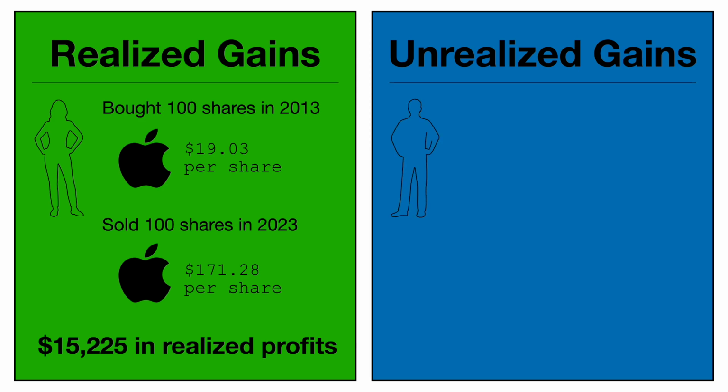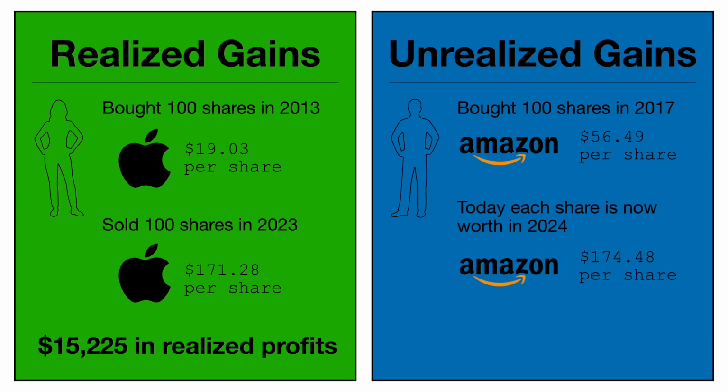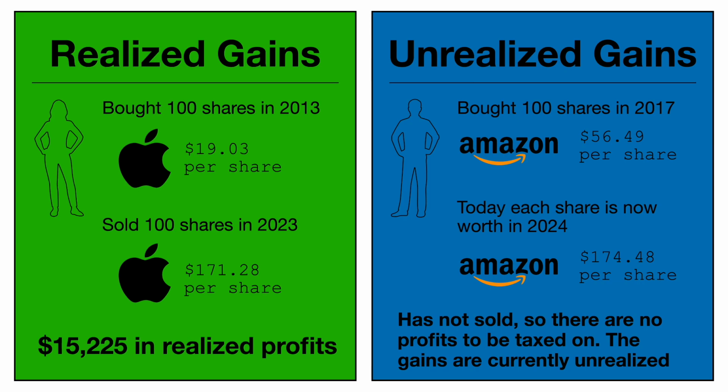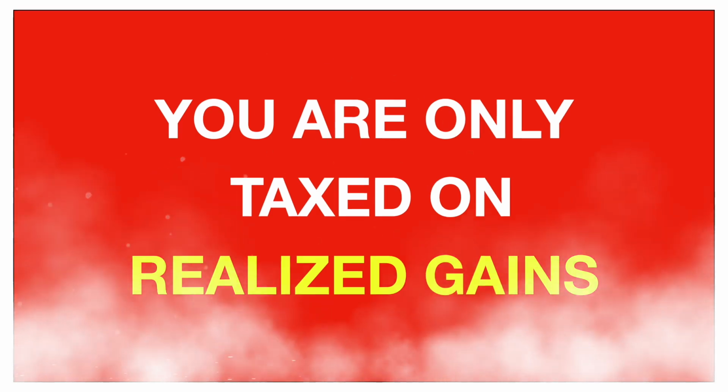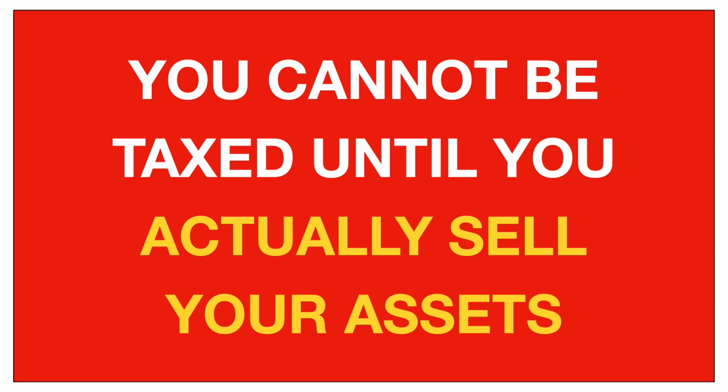Let's look at David over here. And let's say David bought 100 shares of Amazon in 2017 at $56.49 per share. Fast forward to today in 2024. Now each share is worth $174.48. However, he has not sold these shares. He's just holding on to them. So because of that, there is no profits to be taxed on. The gains are currently unrealized gains. And so make this note, most important note of the video: you are only taxed on realized gains. You cannot be taxed until you actually sell your assets and profit off them.